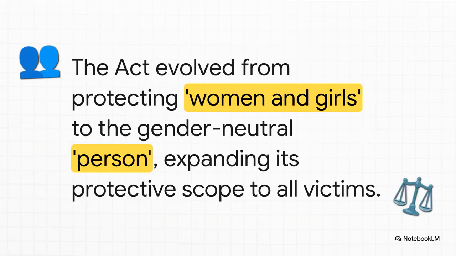And what's really important is that the law has evolved. Originally, it was written to protect women and girls, but a crucial amendment was made to change that to the gender-neutral term person. That might seem like a small change, but it's huge. It massively expanded the law's protection, recognizing that literally anyone can be a victim of this crime.